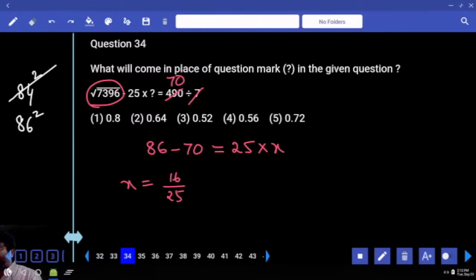In order to make my denominator either 10 or 100, let's multiply both numerator and denominator with 4. Then denominator becomes 100, easy to calculate. Numerator 64 by 100, 0.64. Clear?